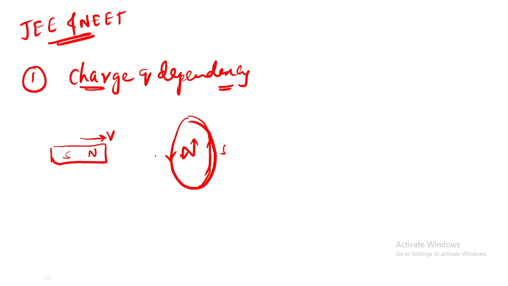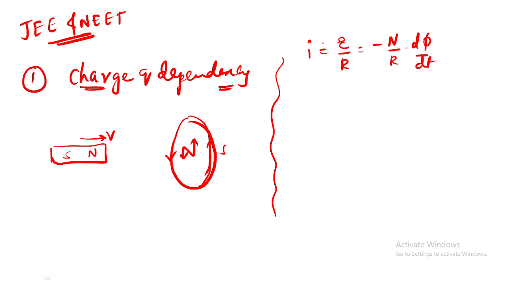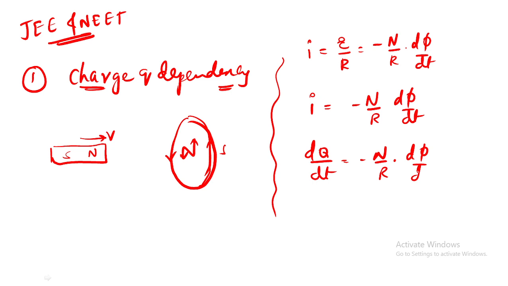I know that. Now if I try to show the charge dependency, just now we discussed I equals E divided by R. EMF is nothing but minus N times change in flux divided by change in time. So I equals minus N divided by R times change in flux divided by change in time. But I is nothing but dq divided by dt, which equals minus N divided by R times change in flux divided by change in time. This time can I cancel?